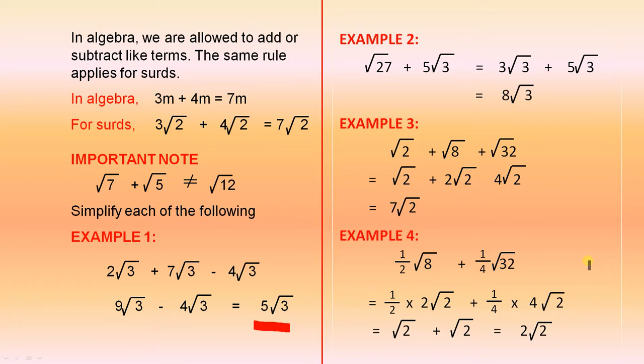Fourth example, half the square root of 8 plus a quarter of the square root of 32. That's a half by 2 the square root of 2. And that's a quarter by 4 the square root of 2. Half of 2 is 1, so that's the square root of 2. Quarter of 4 is 1, so that's the square root of 2. Square root of 2 plus the square root of 2 is 2 the square root of 2.